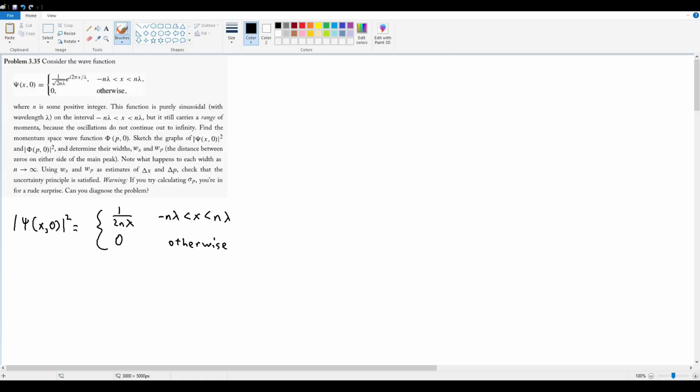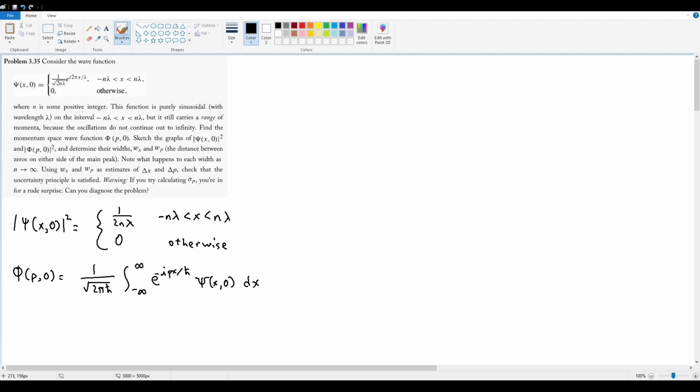Now let's do the momentum space wave function. So phi of p comma 0 is going to be the Fourier transform of the position space wave function. So we're going to do 1 over the square root of 2 pi h bar times the integral from negative infinity to positive infinity of e to the negative ipx divided by h bar multiplied by the wave function psi of x comma 0, closing it off with a dx.